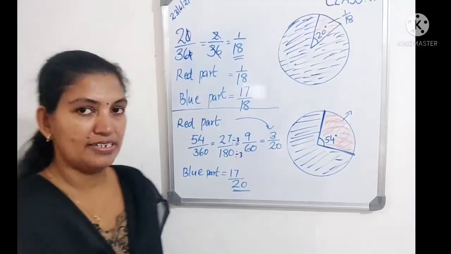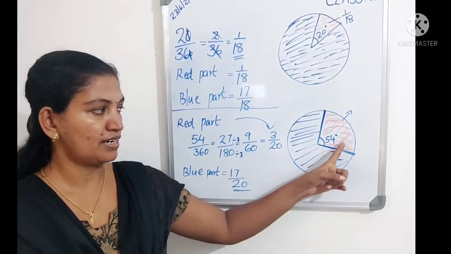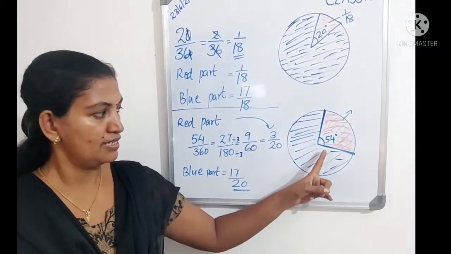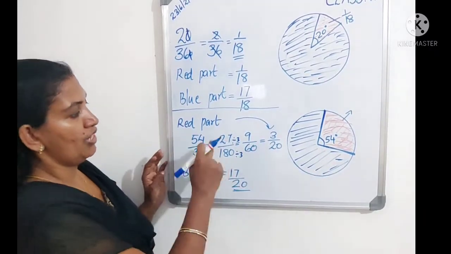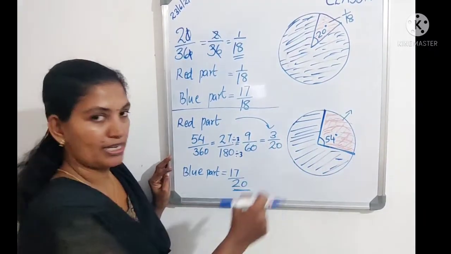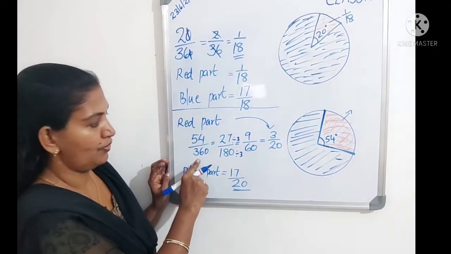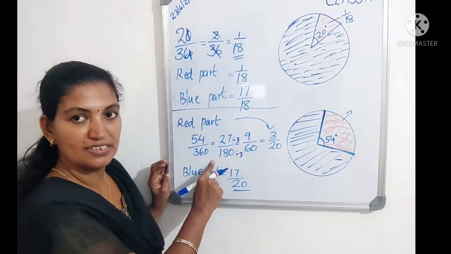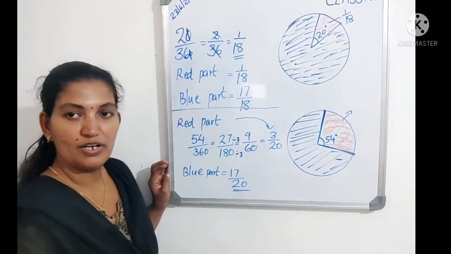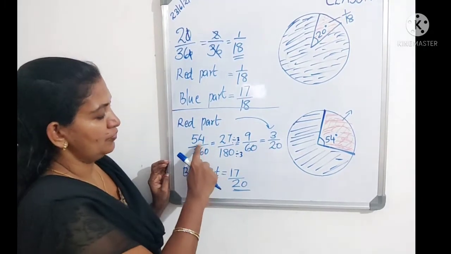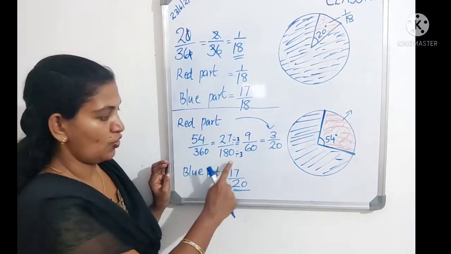Okay, all of you. Next question is, this is the given figure. We have to find the fraction of this red part and blue part. Also given that one angle is 54 degree. So we have to first find the fraction of red part. So we can write 54 by 360. 54 is this angle and 360 is total degree measure. Next, we have to write in the lowest form. That is 54 divided by 2 is 27 and 360 divided by 2 is 180.